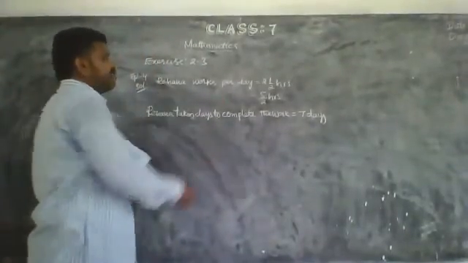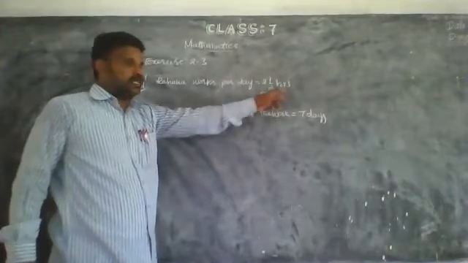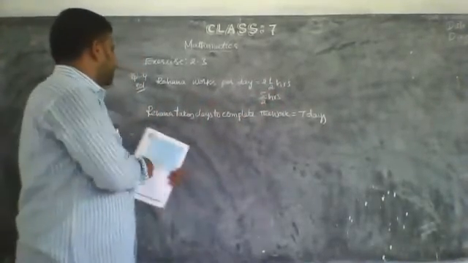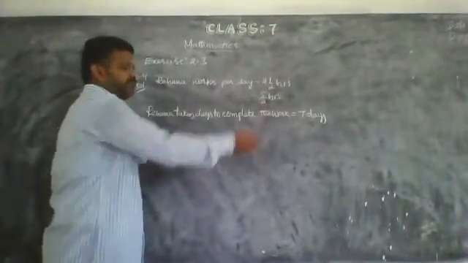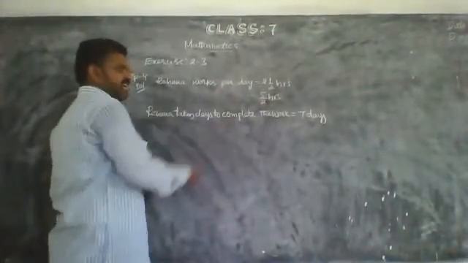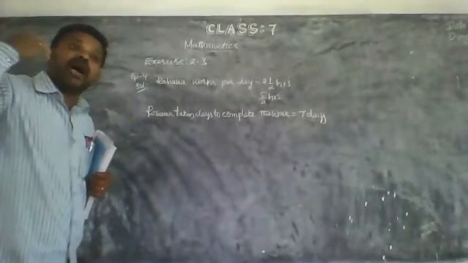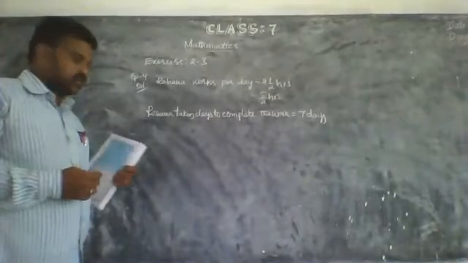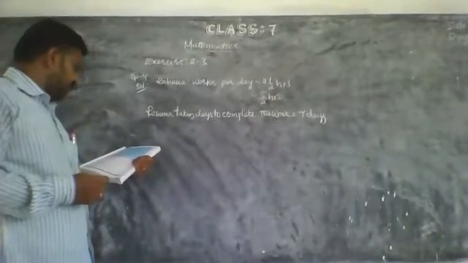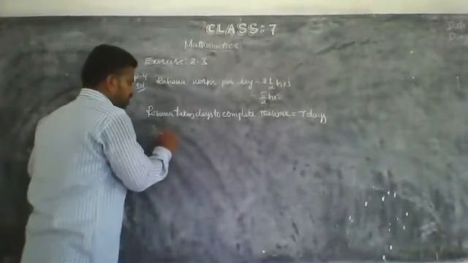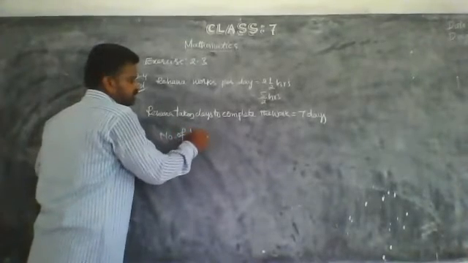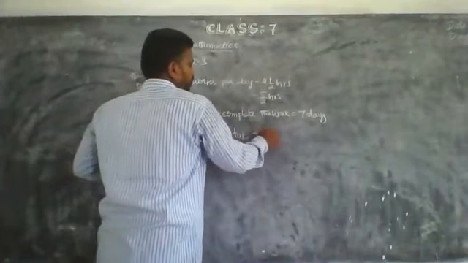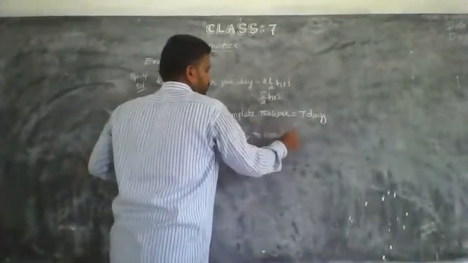Okay, Rehana works per day 1 by 2 hours, that is 5 by 2 hours. Next, Rehana has taken how many days to complete the work? 7 days. But in total how many hours did she take to complete the work? That is the last question. Number of hours she takes to complete the work.